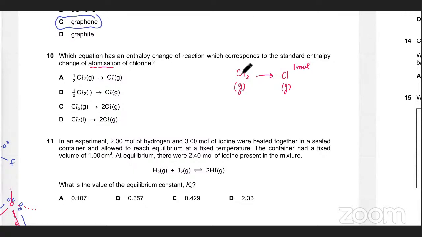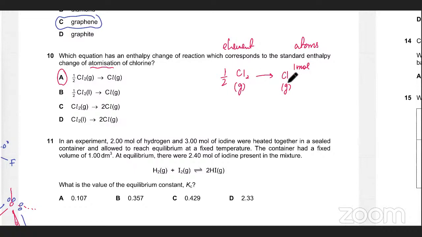It's a gas, and it's going to be half Cl2. The element forms atoms, gaseous atoms. It has to be 1 mole of gaseous atoms. The element is Cl2 and it is gaseous, so that would give you A as the option. Is this clear? So remember what atomization is.